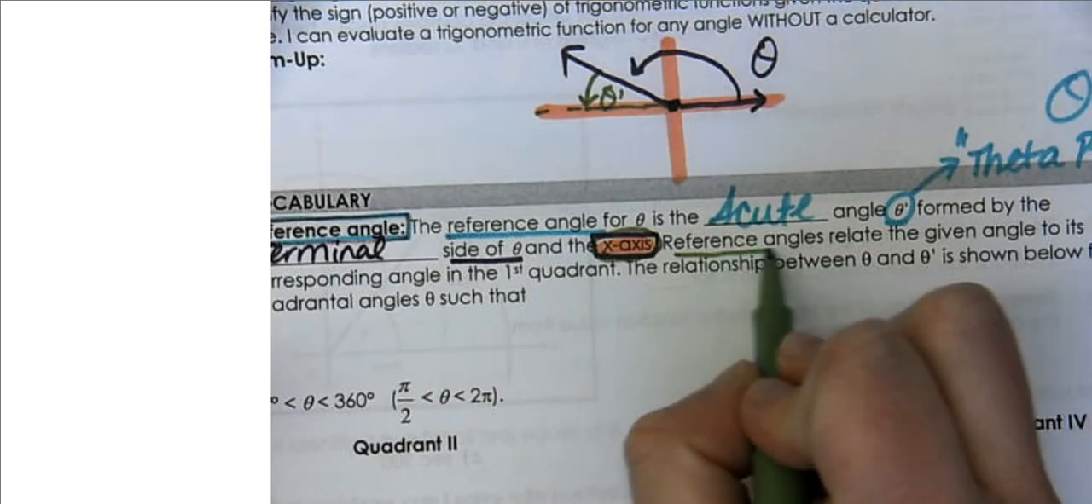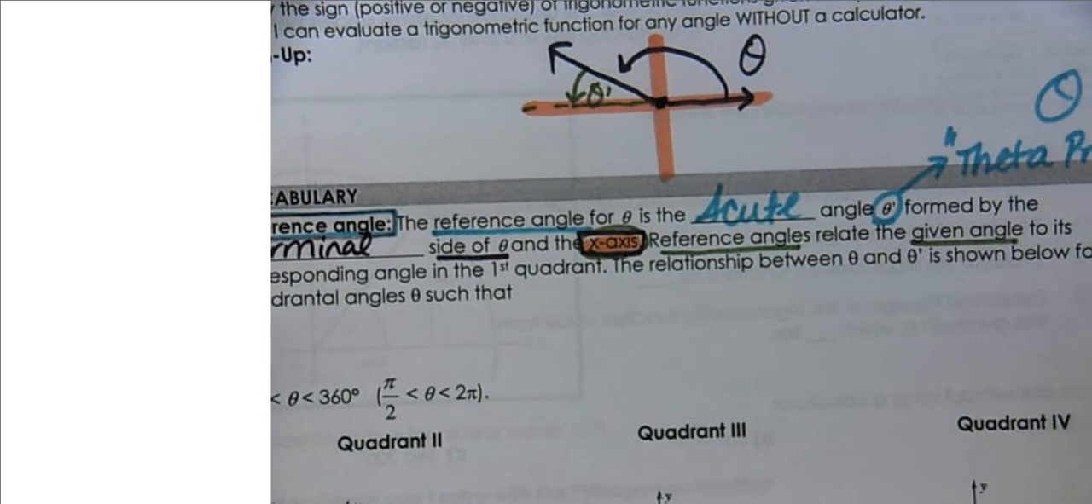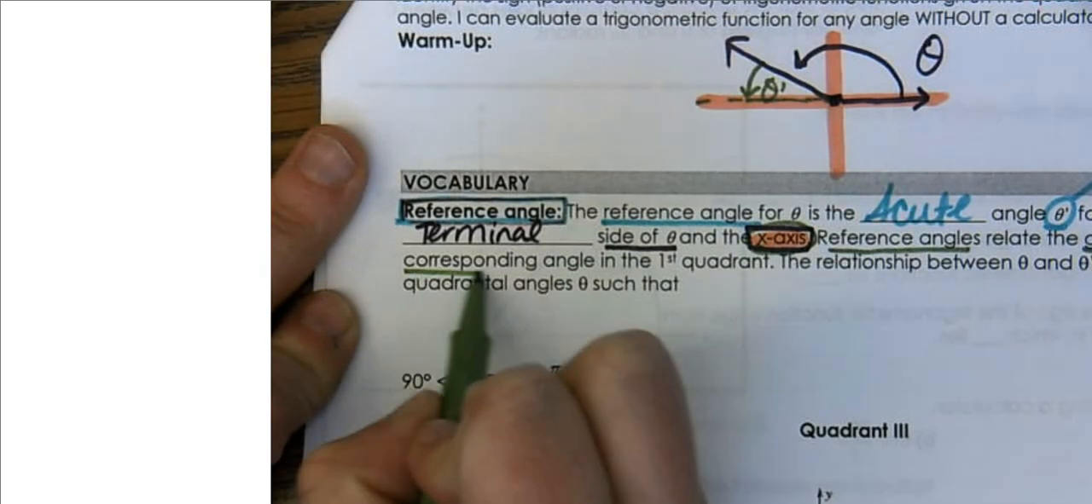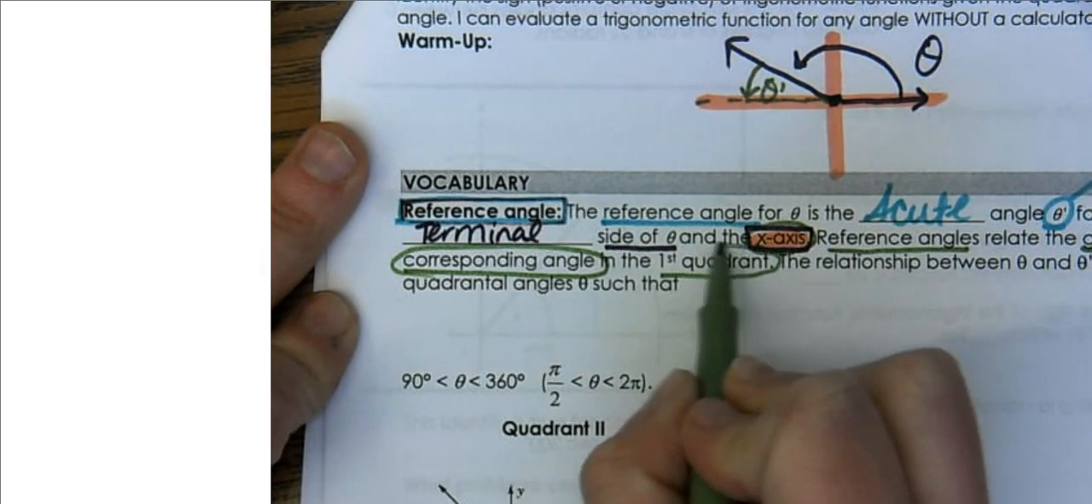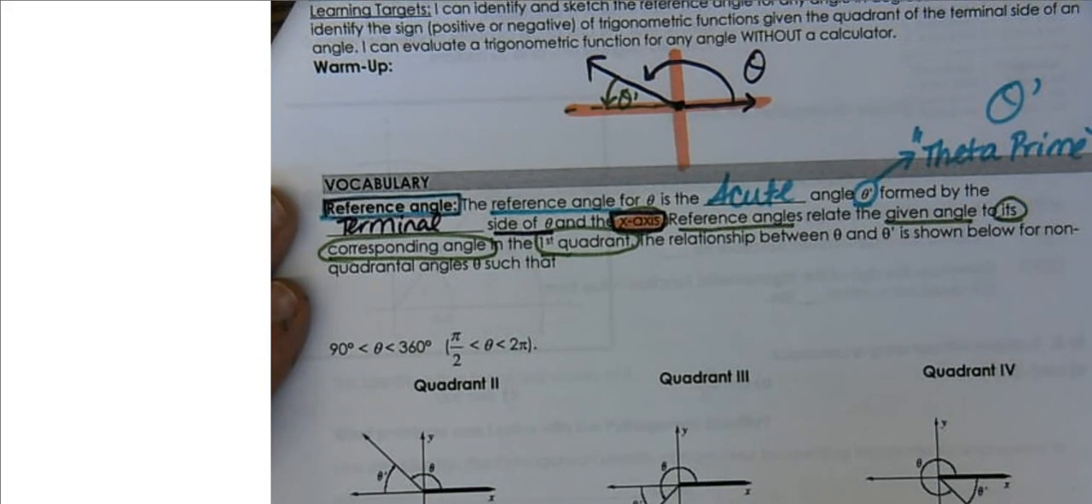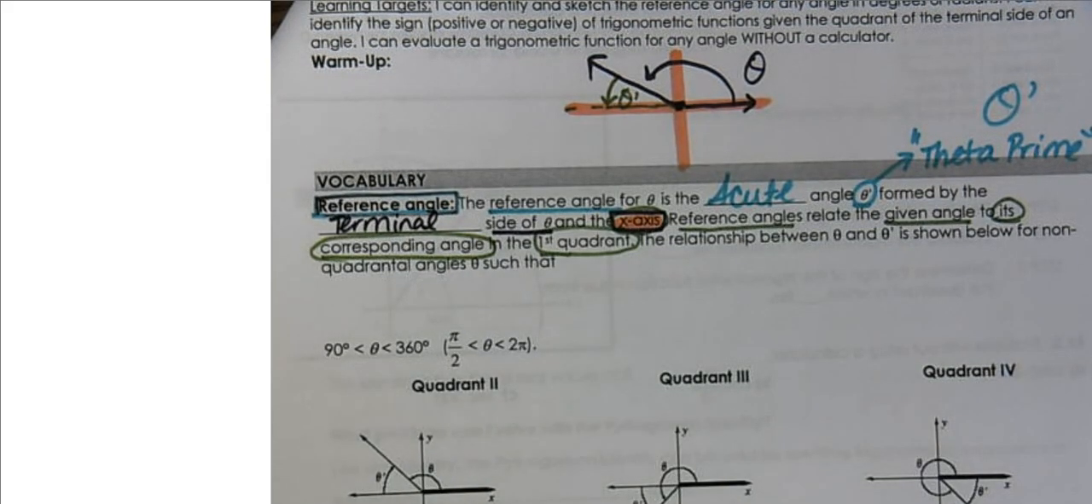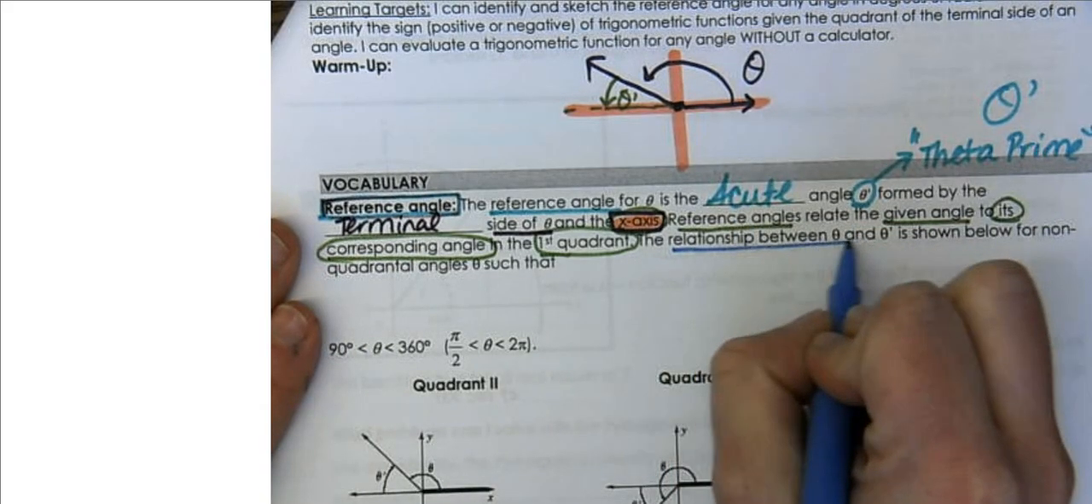Reference angles relate the given angle to its corresponding angle in the first quadrant. Like I was mentioning, 150 degrees corresponds to the 30-degree angle in quadrant number 1. They will have the exact same ordered pairs, it's just the signs will be different. Likewise, 240 degrees corresponds to 60 degrees, because they have the same exact ordered pair, just different signs.